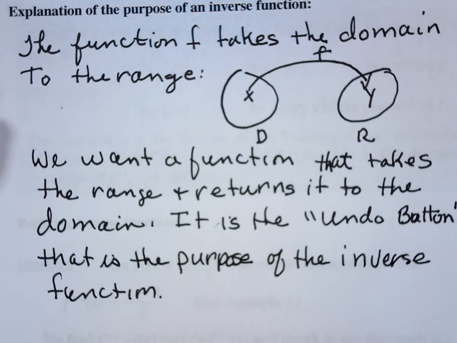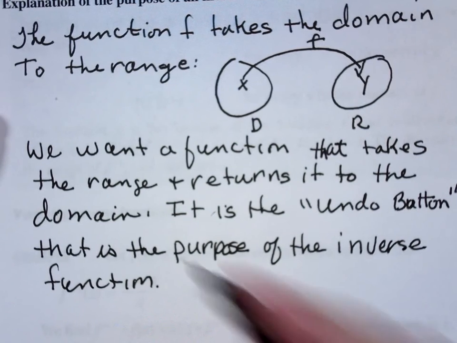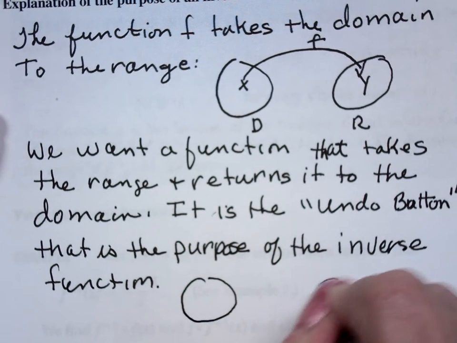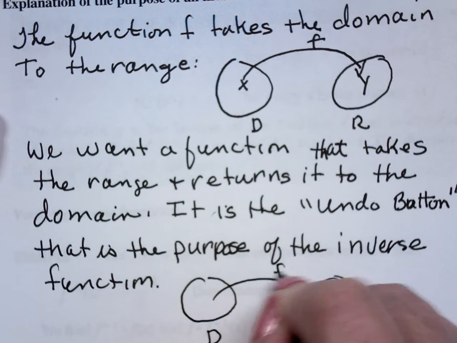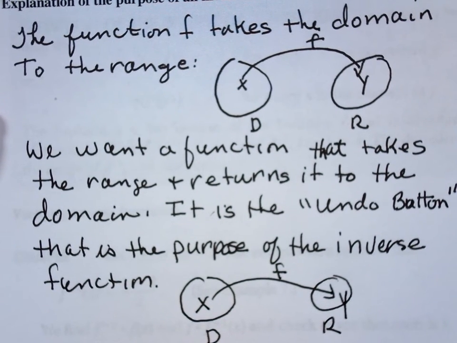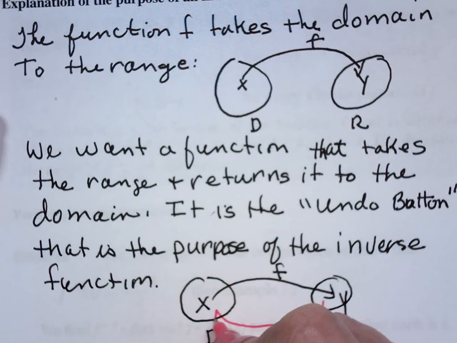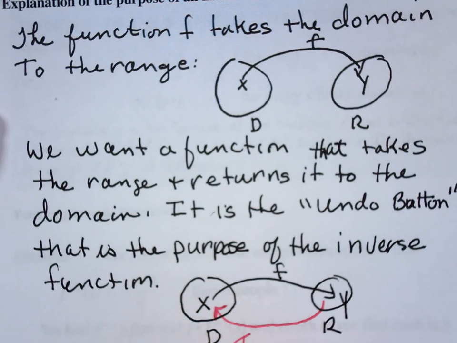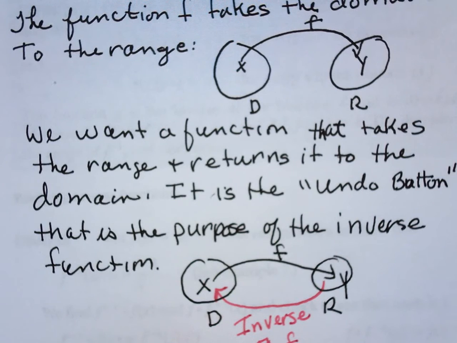The inverse function will pick up elements in the range and return them to the domain. So if I look at the picture once again, the function takes x to y, the inverse function of f will take the y's and return them to the x's. It's like a round-trip ticket.